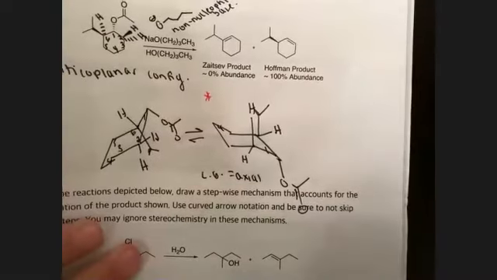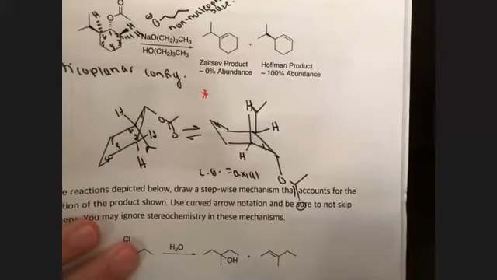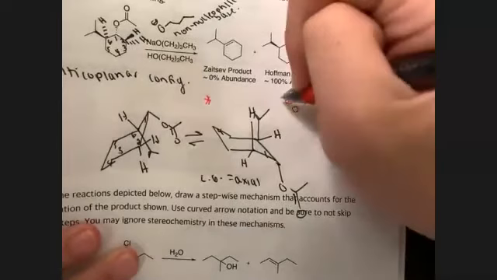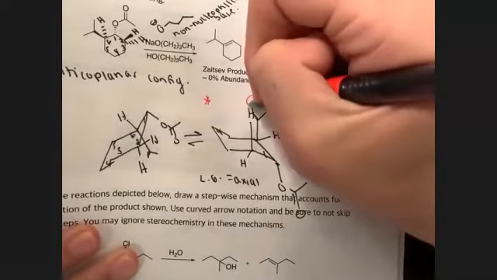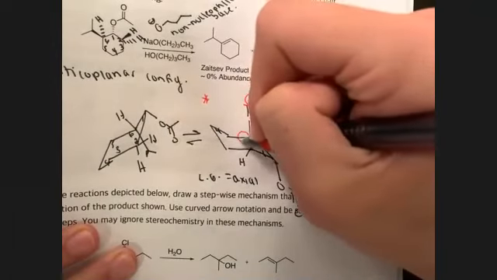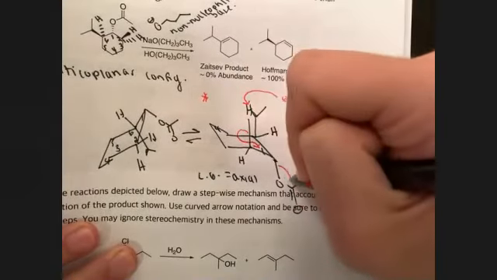Essentially, let's just figure out what's happening. Why does it have to be anti-coplanar? Well, this base is going to remove this proton because the orbital arrangement is perfect for where those electrons can go into here and that can leave.